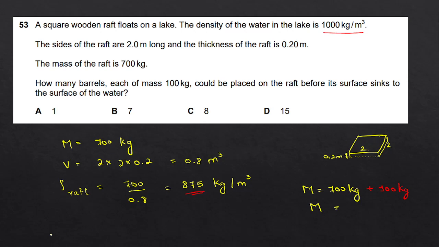So imagine I have put a small barrel here. It's only one barrel and that has a mass of 100 kg. So the mass now becomes 800 kg, but the volume of the raft doesn't change. The raft still has the same volume of 0.8 meter cube. So the mass of the raft with one barrel is 800 kg.